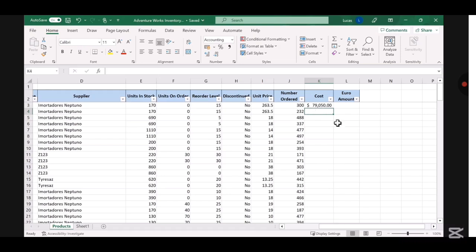AdventureWorks decides to make a change to its order. It wants to reduce the number of units that it ordered by 250. So how can AdventureWorks update the formula with this new information? Amend the figure in J3 and press Enter. This causes the formula in K3 to recalculate and generate a new result of $65,875. If you double-click on a cell such as K3, this opens Edit Mode.